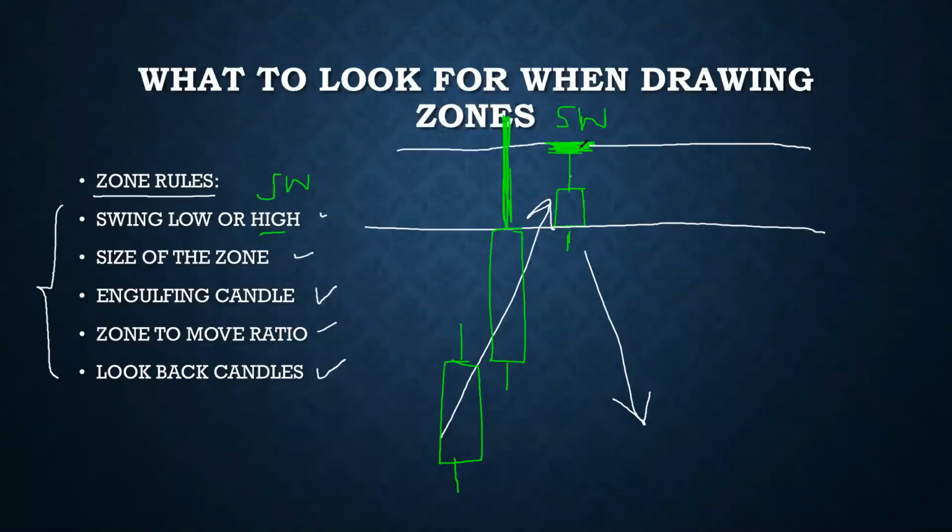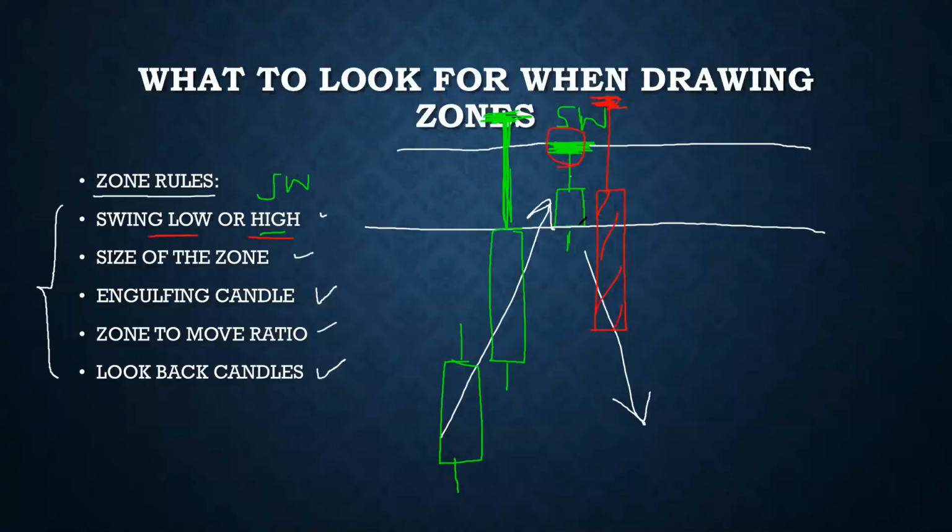If this swing high is broken by this, and same thing with regards to the candle as it pushes away. If this candle breaks this high formed over here as it pushes away, this to me is not a valid zone, because what we're looking for are swing highs and swing lows.